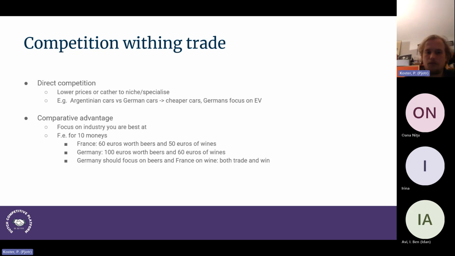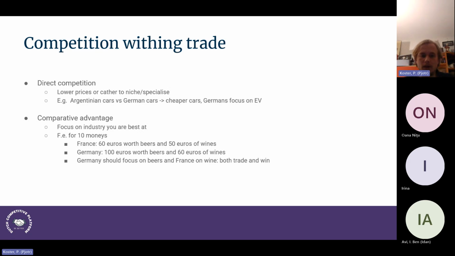Another thing to notice is comparative advantage. It's one of those things where even if an industry loses, the country can still win overall by specializing in a different industry. So the basic example that I have here is, let's say you have 10 monies or 10 euros, and you have two hypothetically fictional countries called France and Germany, where from that 10 monies, France is able to make 60 euros worth of beers and 50 euros of wines. Germany, on the other hand, can make 100 euros worth of beers and 60 euros of wines.